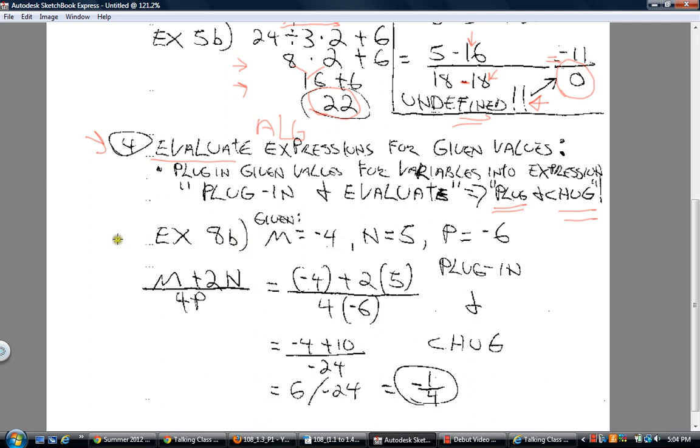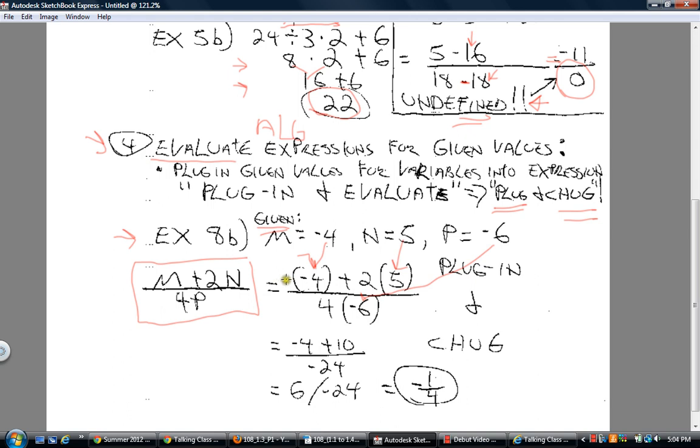Okay, so here's example 8b. Fairly straightforward. All you need to do is look at the values. They are going to give these to you. This is given. You don't have to find them. M equals negative 4, N equals 5, P equals negative 6. Here is the algebraic expression. Simply replace M with negative 4. They tell you that. 2, you bring it over, N is a value of 5. Notice I like to use parentheses and plug in the values. I like to go like this. Finally, you draw the division bar, fraction bar, excuse me. 4 times P. P is a value of what? Negative 6. Substitute it in.